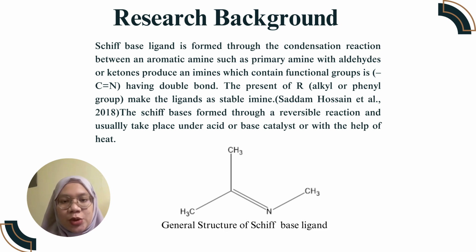Schiff-based ligand is formed through the condensation reaction between an aromatic imine such as a primary amine with an aldehyde or ketone that produces an imine which contains the functional group C double bond N. The presence of an R, alkyl or phenyl group makes the ligand a stable imine. An article from Soda Jose in 2018 mentioned that the Schiff base forms through a reversible reaction and usually takes place under an acid or base catalyst or with the help of heat. The figure in this slide shows the general structure of a Schiff base ligand.